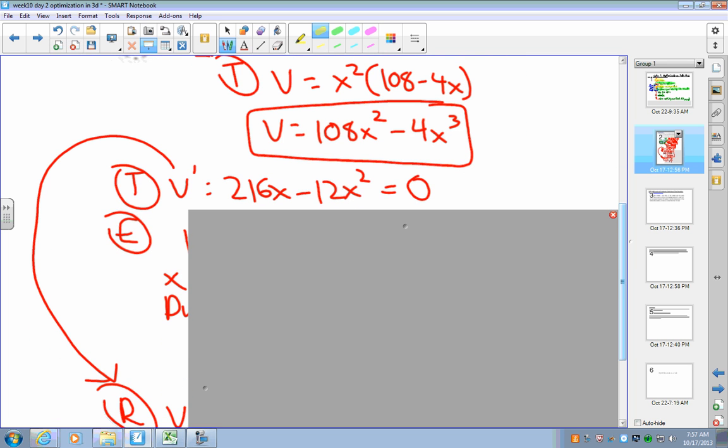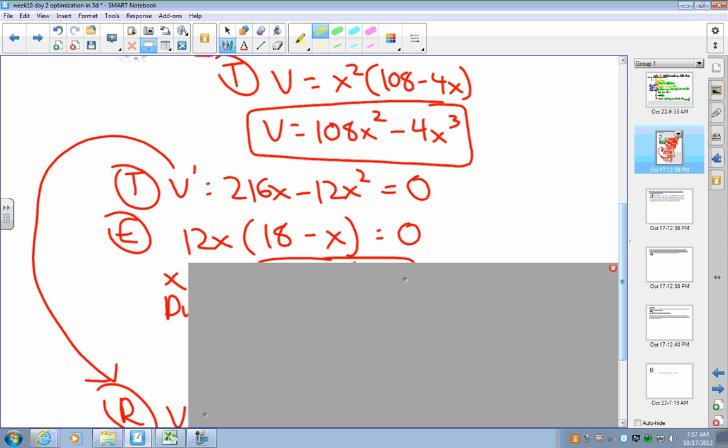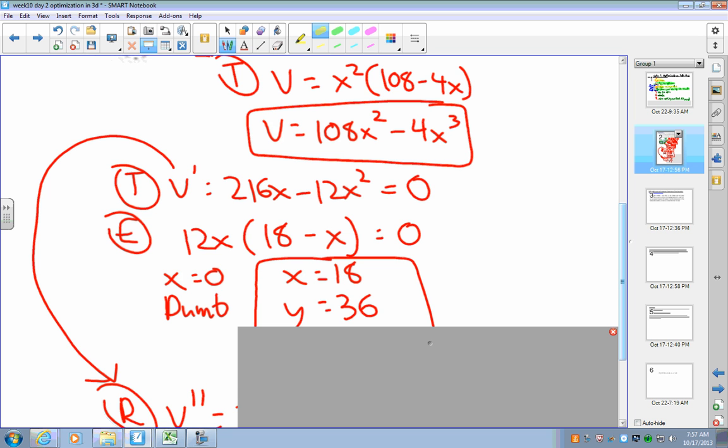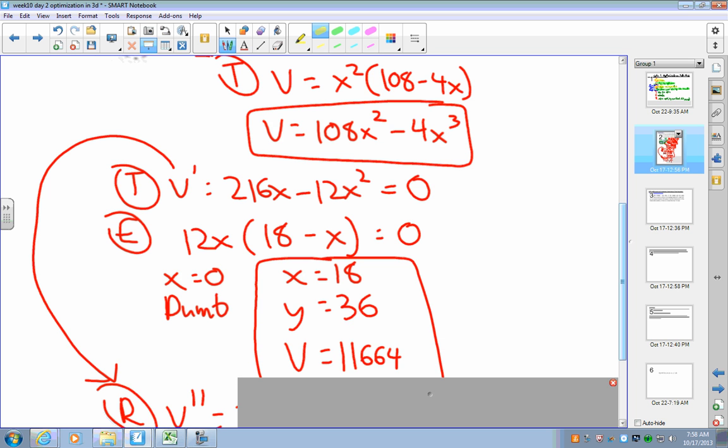Let's see, you can pull out a 12x. That's what I have left. So one answer is x equals 0. That's stupid. If x equals 0, then you don't even have a box. So then I just found there my minimum volume. So the other one must be x equals 18, which means y is 36. And my volume is that.